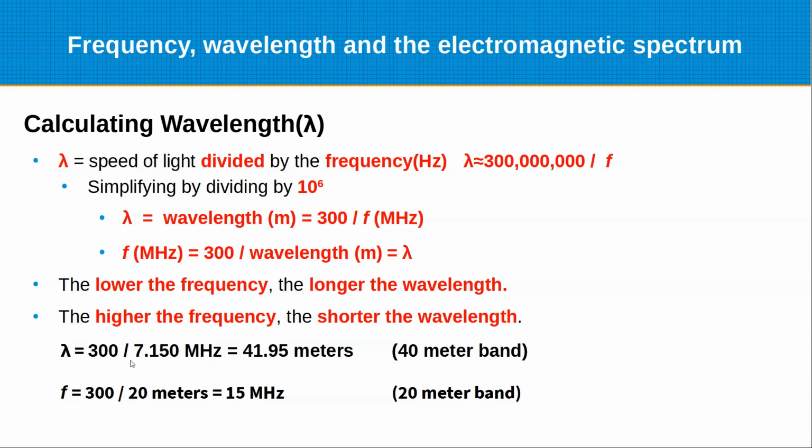A little example here. The wavelength for about the middle of the 40-meter band, which would be 7.150. It goes from 7 to 7.3. So that comes out 41.95 meters, and we call it the 40-meter band because it's an approximation.